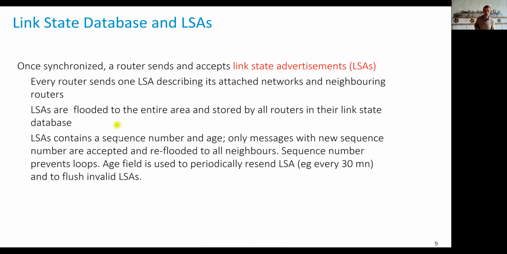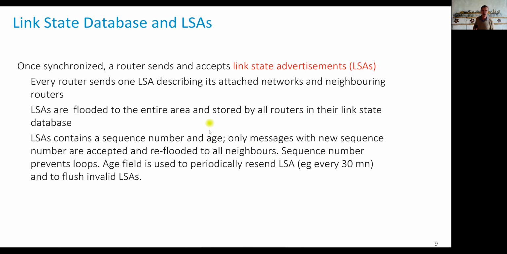Of course, if we flood, we need to be careful. So they contain a sequence number. The sequence number is used to avoid loops. When a router sees a message, it keeps a memory and updates its database, and when it sees a new message, if the sequence number is the same or older than the existing one in its database, it will not reflood it to other routers.